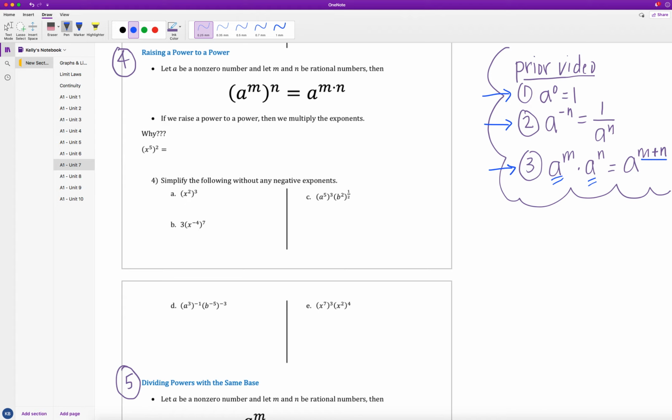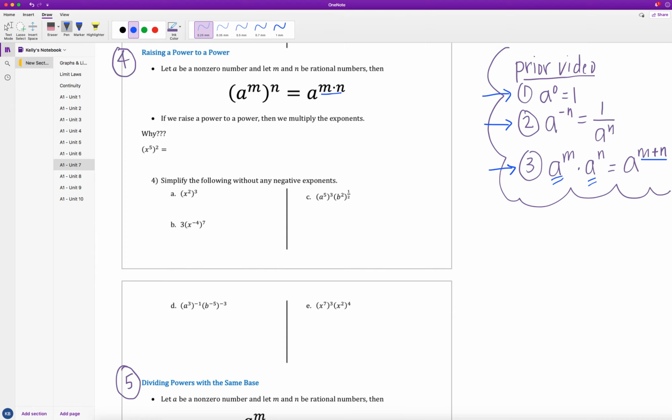Let's move on to our fourth rule, our fourth property of exponents. Now, the prior three might get used in this video as we go through, so make sure you have those first three down first. Our fourth property says what happens when I raise a power to a power. Let a be a non-zero number and m and n be rational numbers. If I have a to the m and then I raise the entire thing to the nth power, I would multiply the two powers together. So that would be equal to a to the m times n.